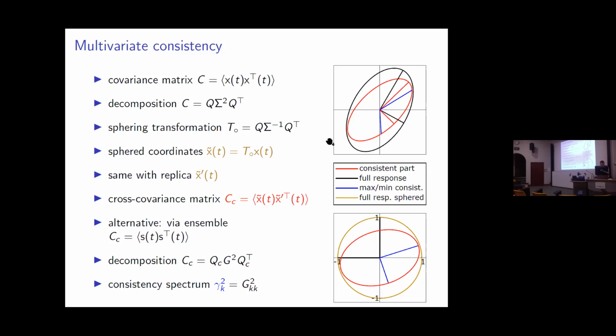And we can isolate this by going into the normalized coordinates. So what was the full response is now this unit circle. And now the inner circle has also a well-defined set of orthogonal characteristic directions, and these are the consistency components. And what was previously the consistency correlation, just a number between 0 and 1, is now an entire spectrum: these gamma k squared, the eigenvalues of this cross-covariance matrix here, which measure, for as many degrees of freedom as your system has, a characteristic spectrum of consistency directions.